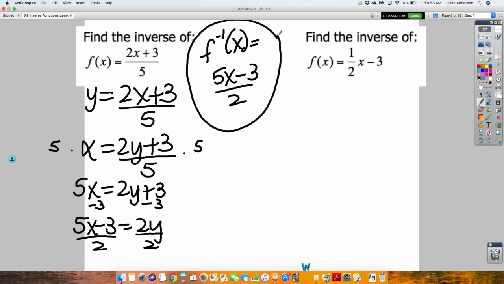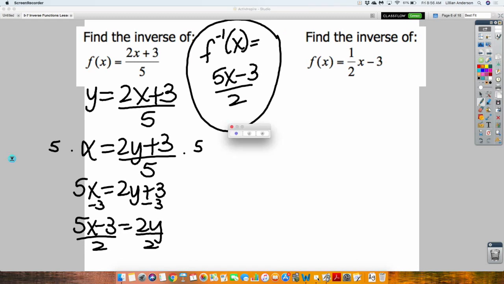The original function, you were multiplying by 2, adding 3, and dividing by 5. The inverse is the reverse. So instead of multiplying by 2, we're dividing by 2. Instead of adding 3, we're subtracting 3. And instead of dividing by 5, we're multiplying by 5. The inverse is switching your operations. Do you see that? Okay. I want you guys to try number 3 on your own.